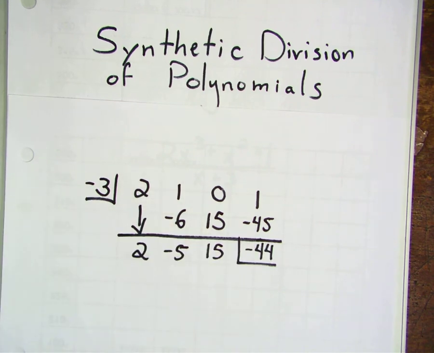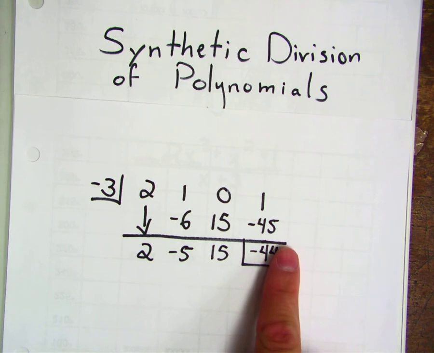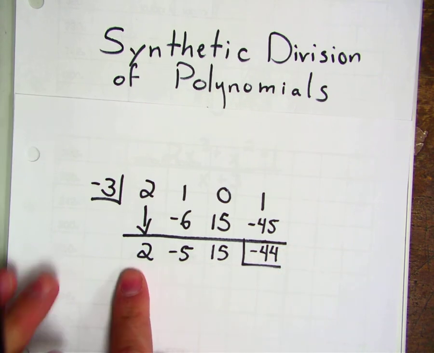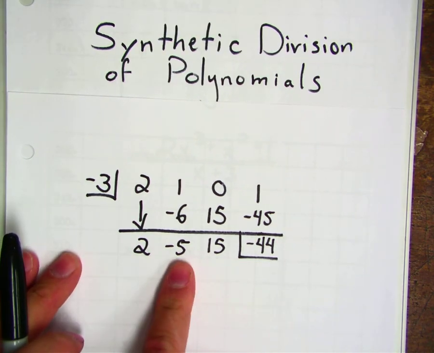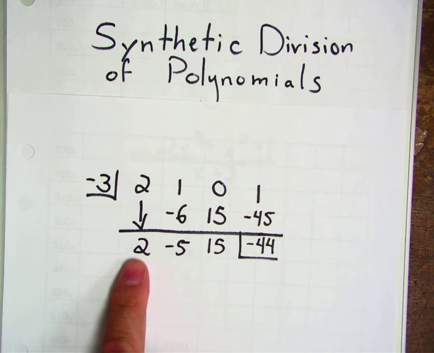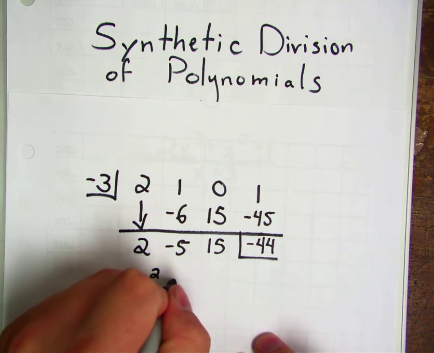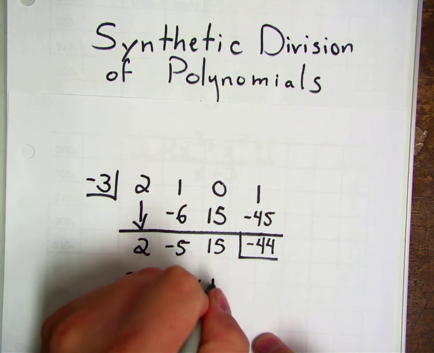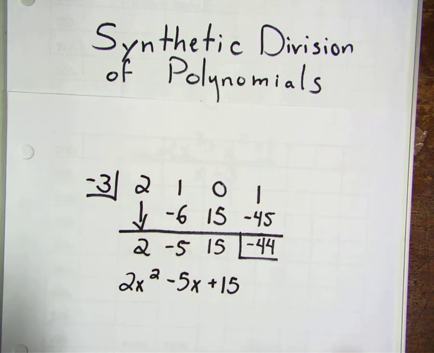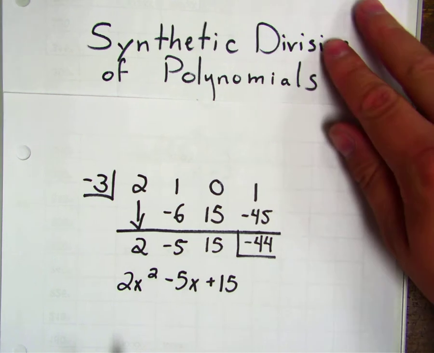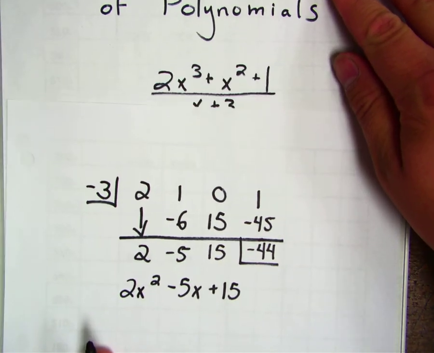Now, to read this, what we're looking at here is our remainder, and then each of these terms has a place value, just like in numbers. So we've got our units, our x values, and our x squareds. And so we're going to write that out as 2x squared minus 5x plus 15. And the remainder of negative 44, we're going to write over our divisor, just like we did with long division.